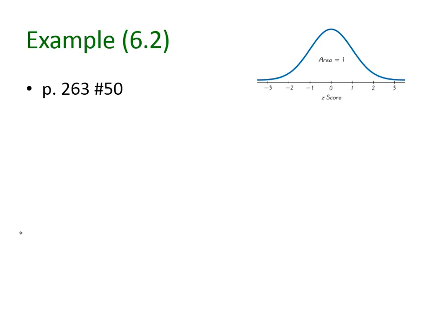Okay, let's look at number 50 on page 263. It's finding the temperature value. Exercises 49 to 52 assume the thermometer readings are normally distributed with a mean of 0 degrees Celsius and a standard deviation of 1 degree Celsius. A thermometer is randomly selected and tested. In each case, draw a sketch and find the temperature reading corresponding to the given information.